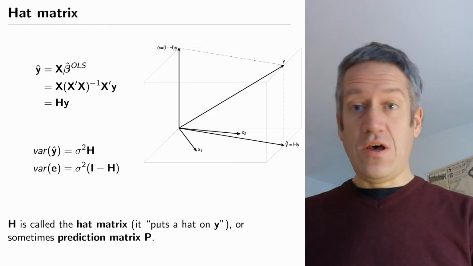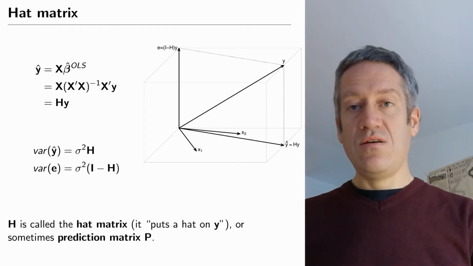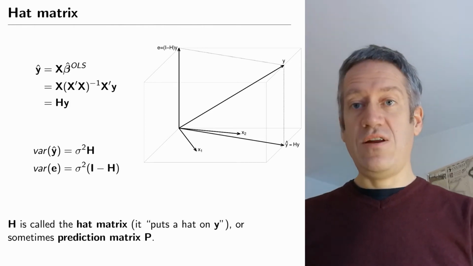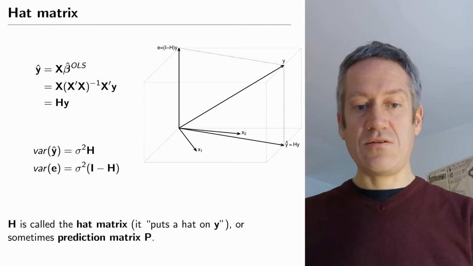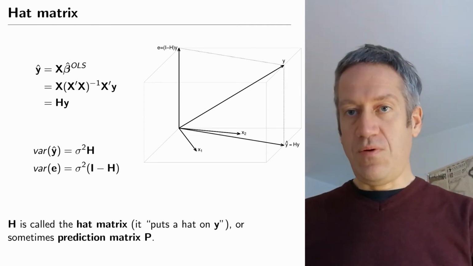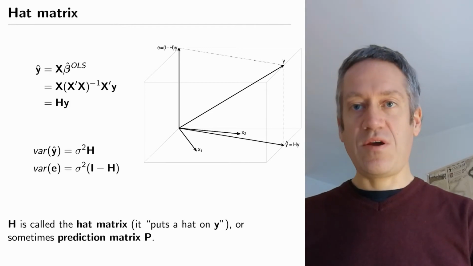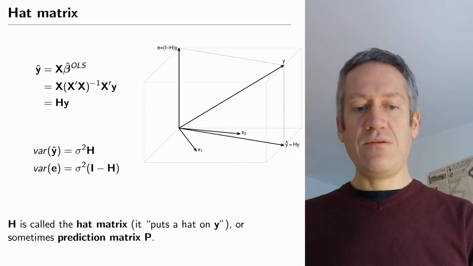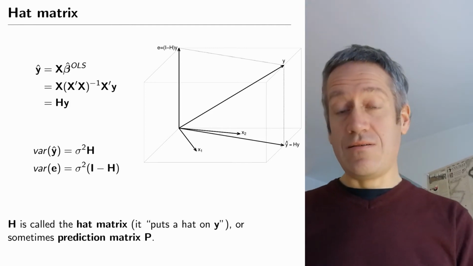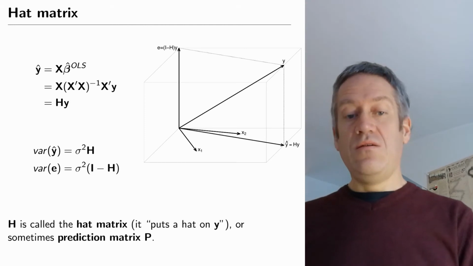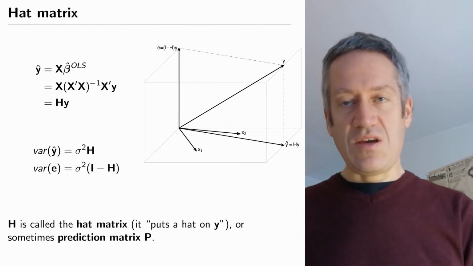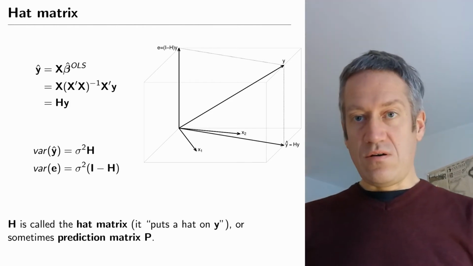And you now have enough algebra to actually work out what that matrix looks like, because we know that y hat is x times beta hat, and we know that beta hat is calculated, that was in the previous lecture, by x prime x inverse x prime y. So multiplying those two, we get x times x prime x inverse x prime y, and we can summarize that by saying this is h. So h is another name for x times x prime x inverse times x prime.